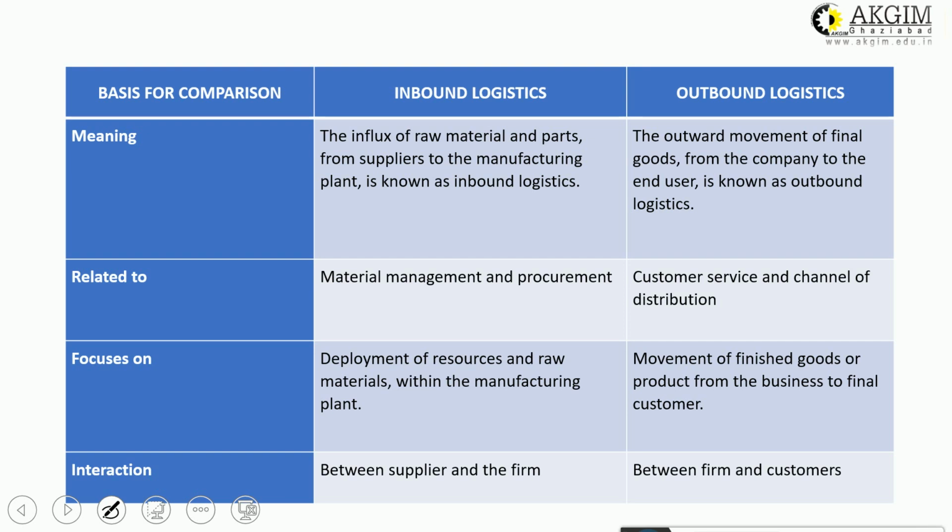The interaction point of view from inbound logistics is between the supplier and the firm, and the interaction in outbound logistics is between the firm and the customer. So in inbound logistics, the key relationship is between the supplier, vendor, and the distributors, whereas in outbound logistics, the key relationship is between the distributor, wholesalers, retailer, and the ultimate customers.